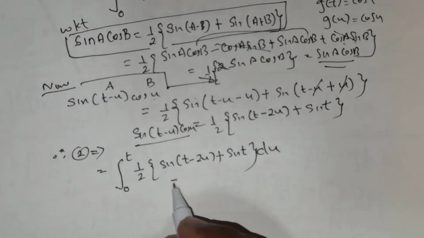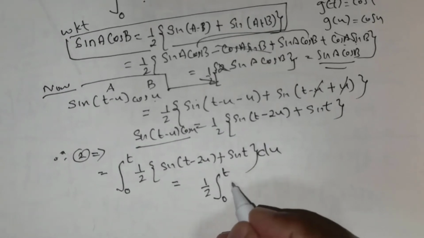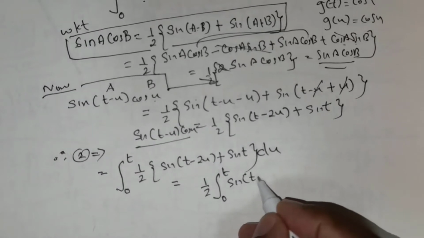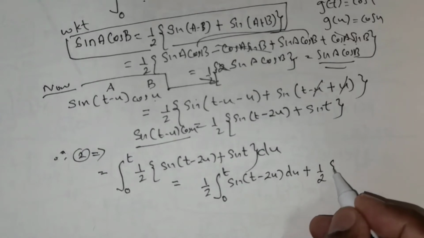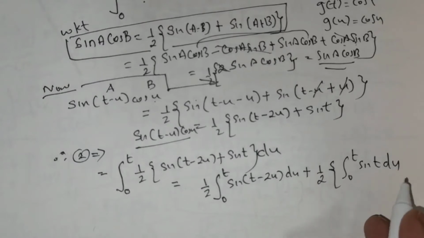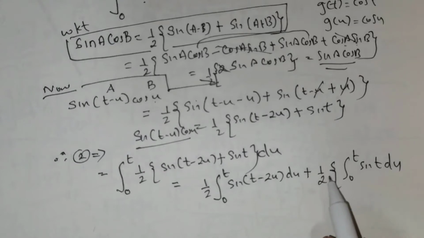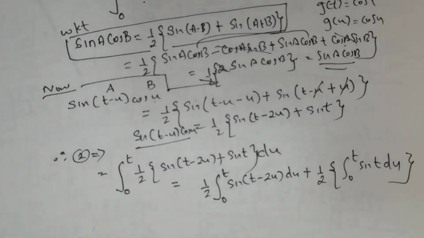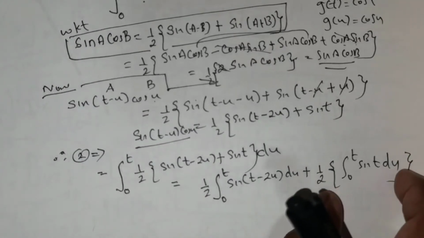Now you have a half there, so I can take the half out and rewrite this as 1 over 2 times integral 0 to t sine of t minus 2u du, plus 1 over 2 times integral 0 to t sine of t du. So this is what we have got. I'll place a parenthesis. That's fine. So now we will have to integrate this and then add it up with the integrated value of this.